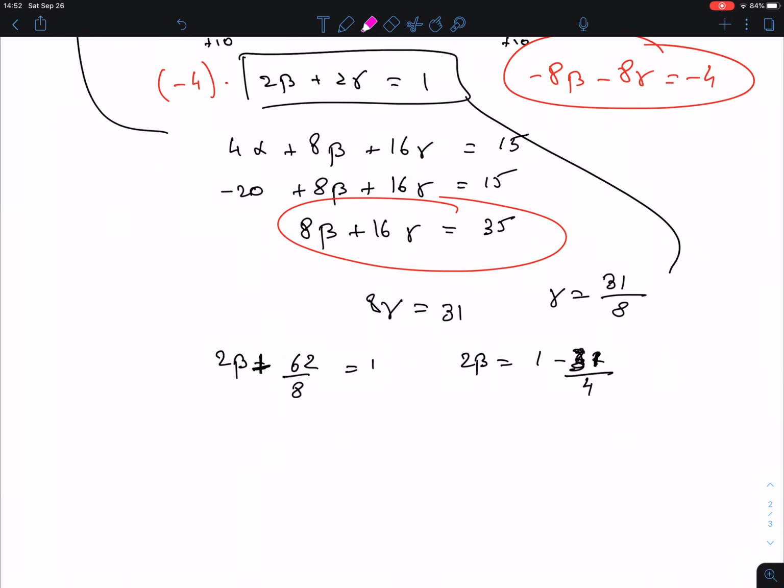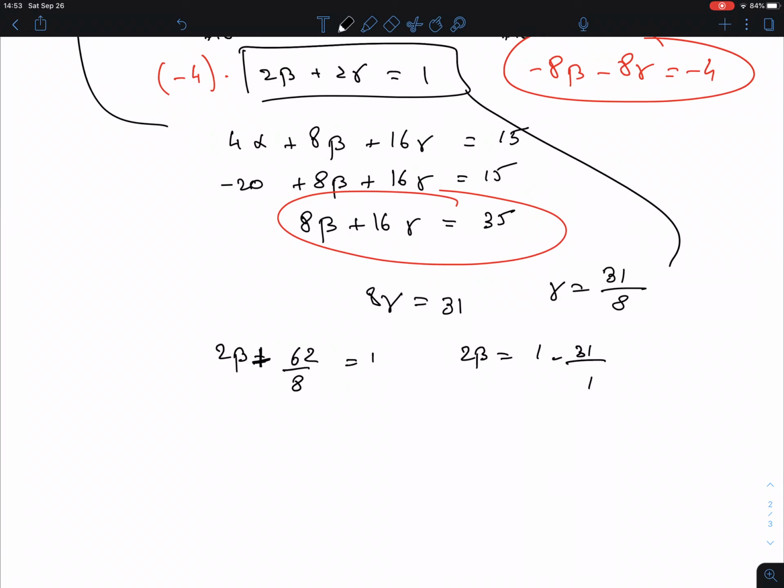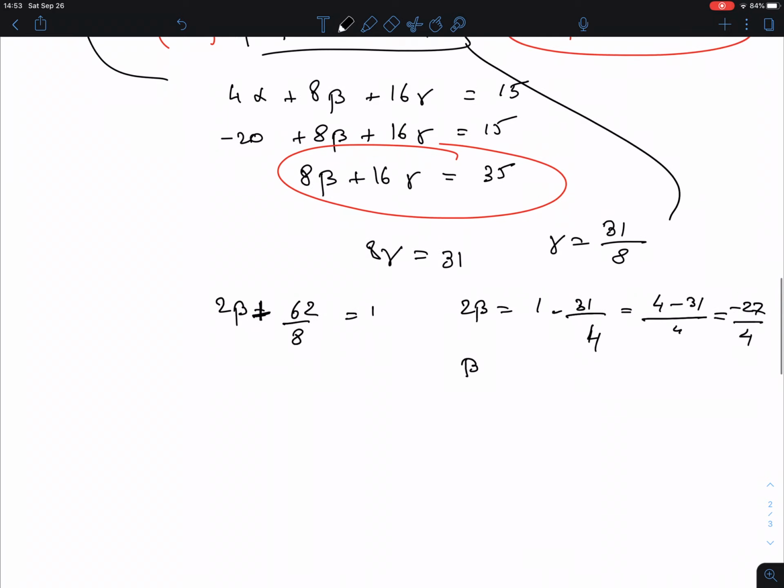Sorry, let me write this top part better. What am I doing here? No, 1 minus 31 over 4. Okay. So that is, if you want 4 minus 31 over 4, that is minus 27 over 4. And that's 2 beta, so beta is minus 27 over 8.